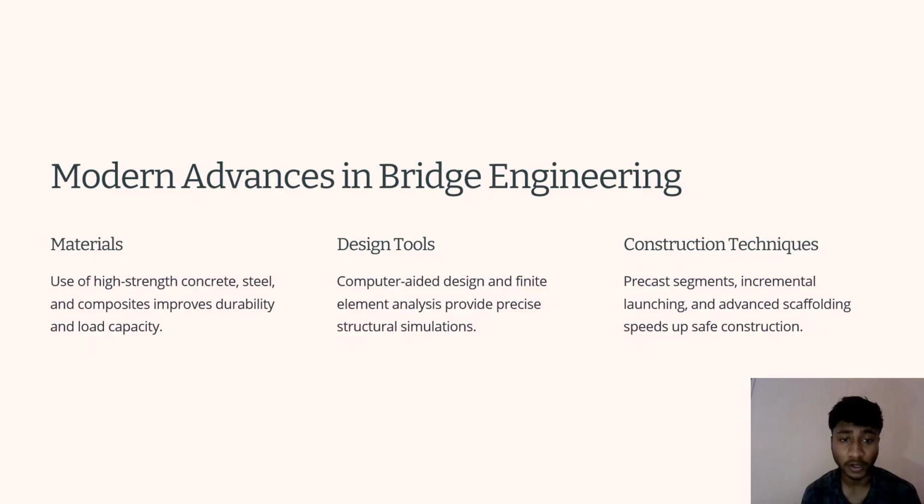Next slide. Modern advances in bridge engineering. Basically divided into three types: materials, design tools, and construction techniques. First, materials. Use of high strength concrete, steel, and composites improves durability and load capacity. Design tools. Computer aided design and finite element analysis provide precise structural simulations. Third and last one is construction techniques. Precast segments, incremental launching, and advanced scaffolding speed up safe construction.